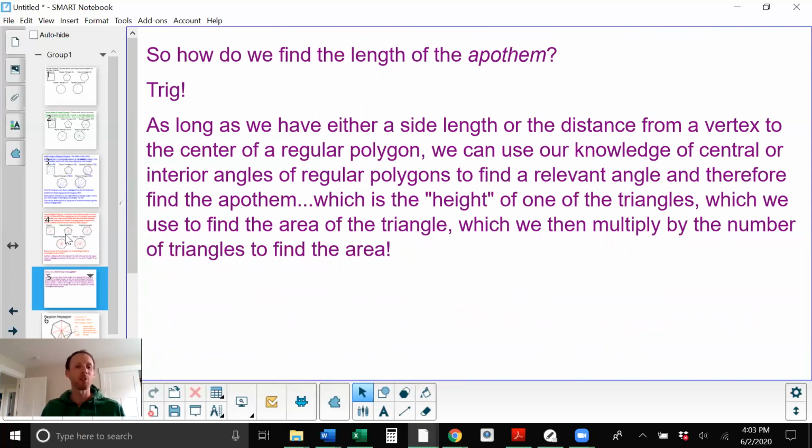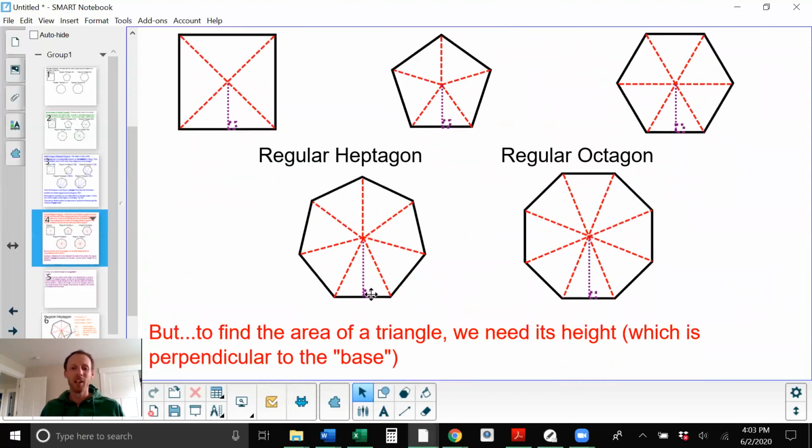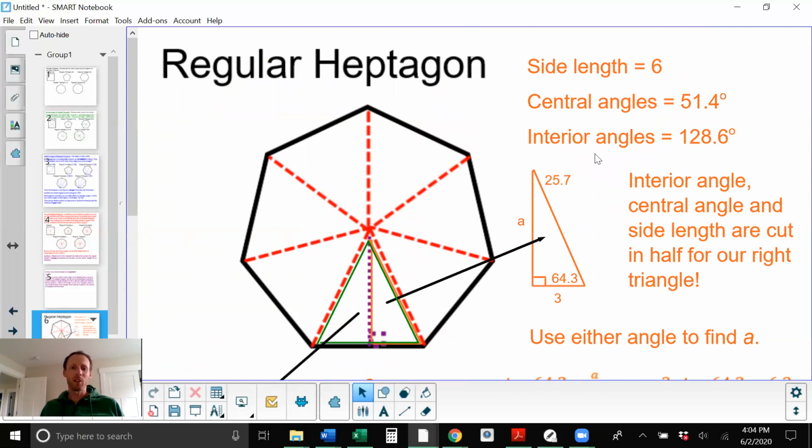If we go back to the diagram we just looked at, you'll notice that the fact that the apothem is perpendicular creates a right triangle that we can work with. And there was a reason we just laid out how we can find central angles and interior angles, because now I can use those to find angles within the right triangles and use those to find the apothem and go from there, okay? All right, so as an example, let's take a look at a regular heptagon.